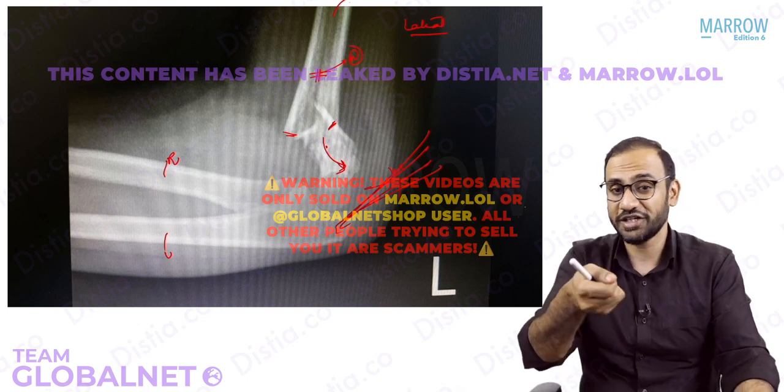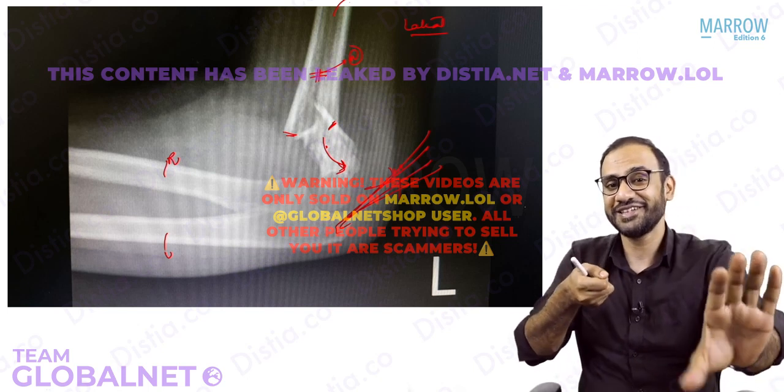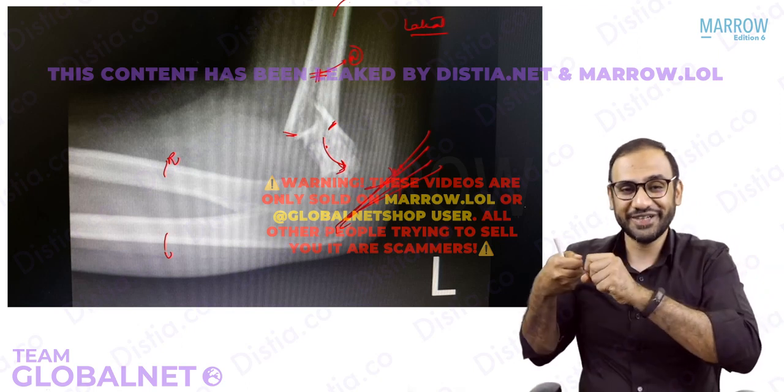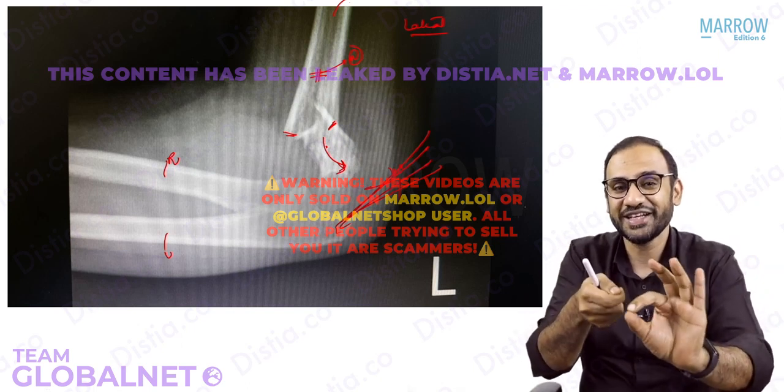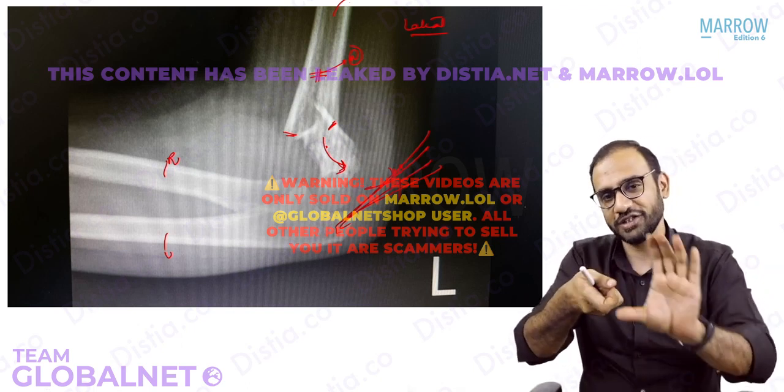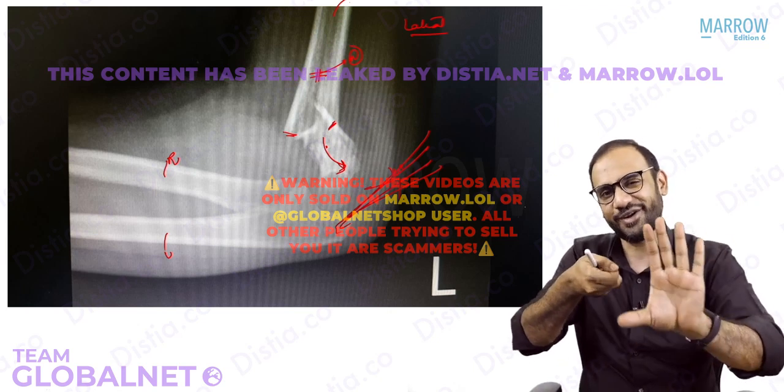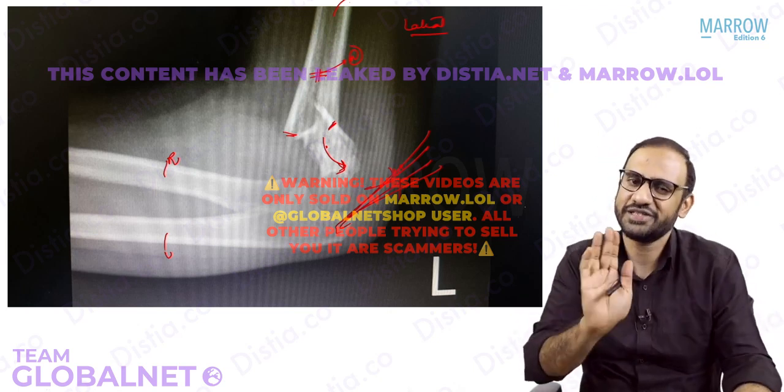And whenever you give traction, remember friends, you have to give counter traction. Otherwise, when you're giving traction, the patient will come towards you. You don't want the patient, you just want the fracture to be reduced. Okay, so whenever you give traction, you give counter traction. So traction, counter traction. I'll show you the images, everything will make sense.